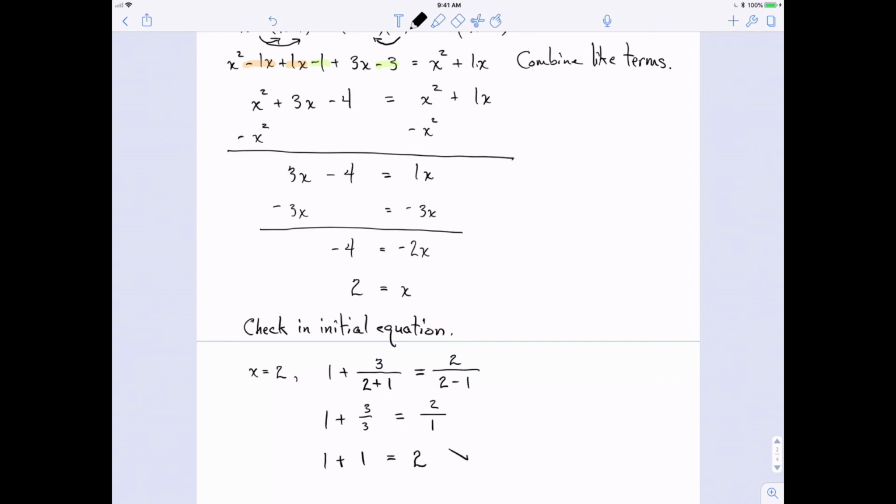So we did it. And that is how you solve a rational equation by clearing fractions.